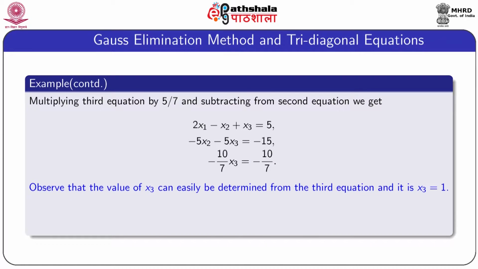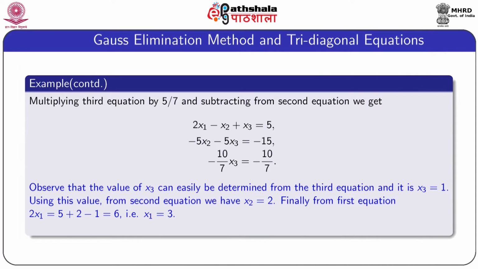Observe that the value of x3 can easily be determined from the last equation, that means from the third equation, and it is equal to 1. Using this value in the second equation we get the value of the variable x2, which is equal to 2, and from the first equation we get the value of x1, which is equal to 3. That means the solution of the given system of equations is x1 equal to 3, x2 equal to 2, and x3 equal to 1.